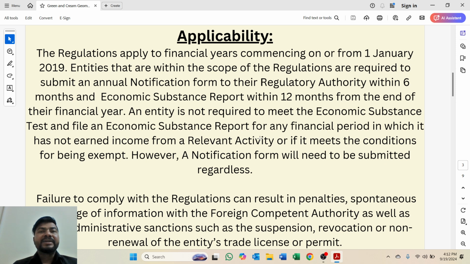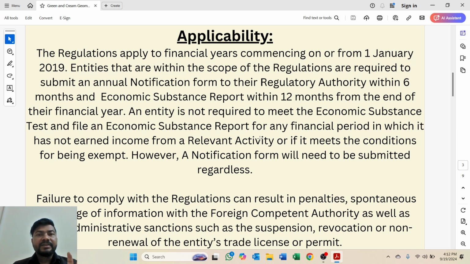Suppose any company has a financial year 1st January 2024 to 31st December 2024. In that case, within 6 months, it means up to 30th June, they have to file the notification form to the regulatory authorities. And the company who needs to submit the economic substance report also, for notification they will get 6 months' time and for report filing they will get 12 months' time.